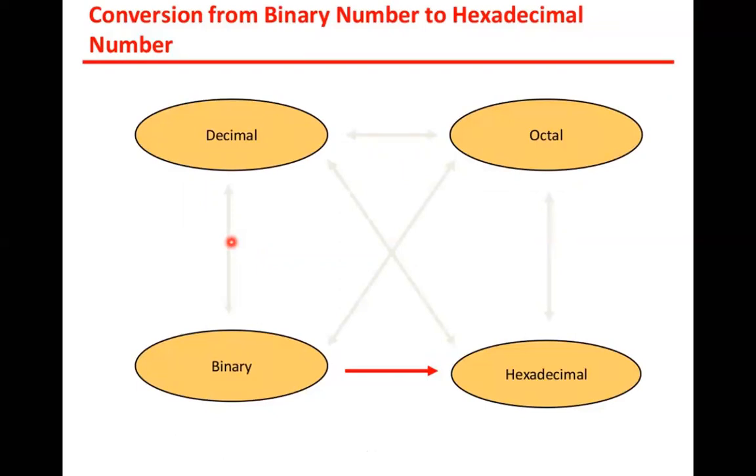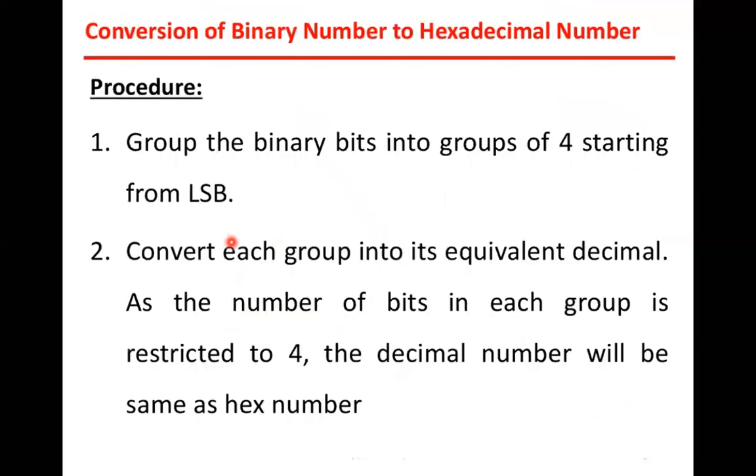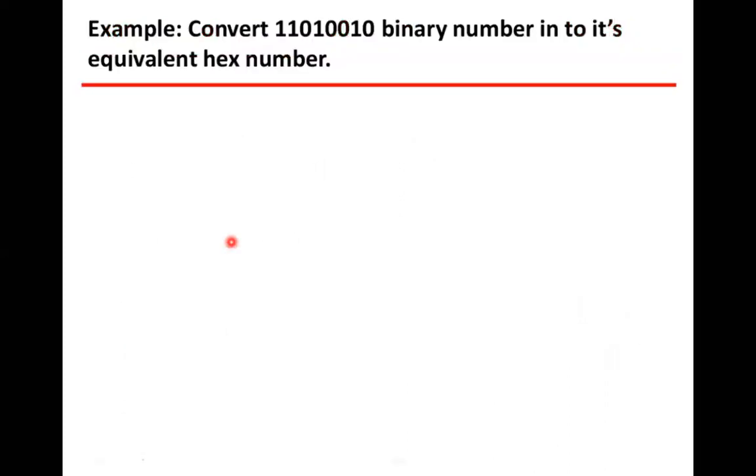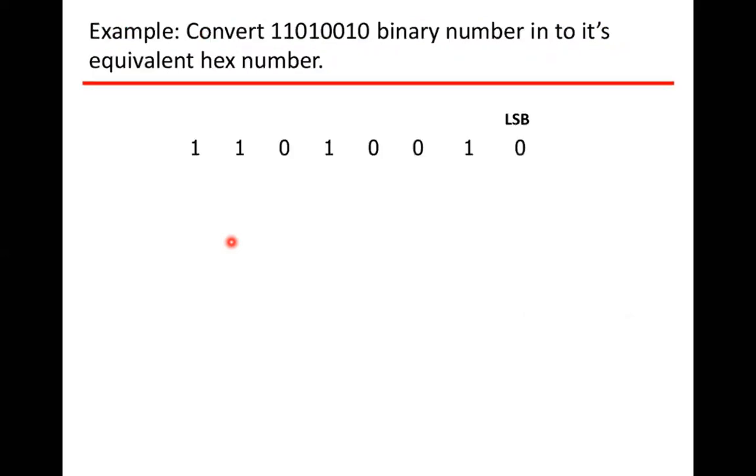From binary to hexa: that was 1/3, and this is 1/4. So binary to hexa: group the binary bits into groups of 4 starting from the least significant bit. Convert each group into its equivalent decimal. As the number of bits in each group is restricted to 4, the decimal number will be the same as the hexa number. So directly, if you see that particular 4-digit binary number, we will directly convert it into a hexa digit and give the final number. Now let's take an example of the binary number 11010010 into an equivalent hexa number.